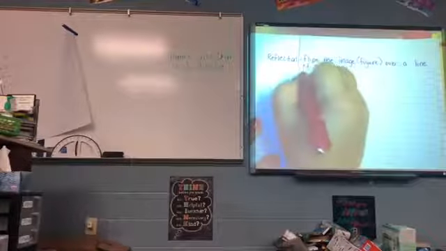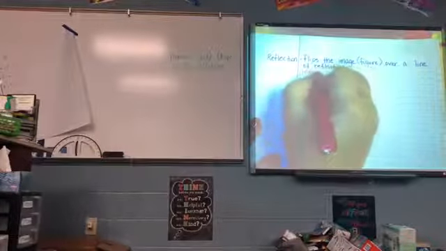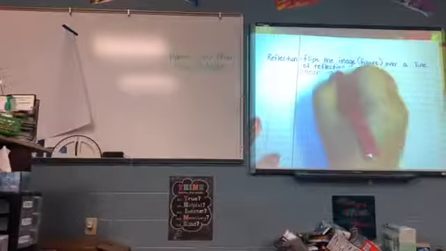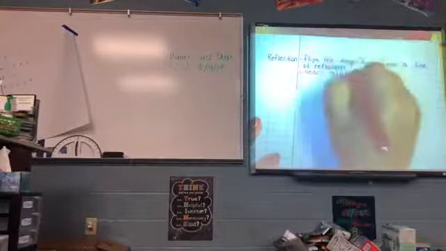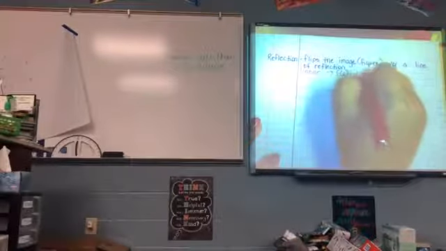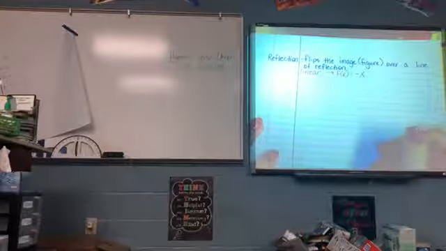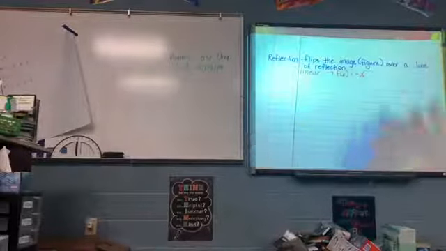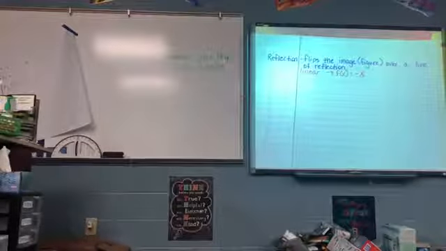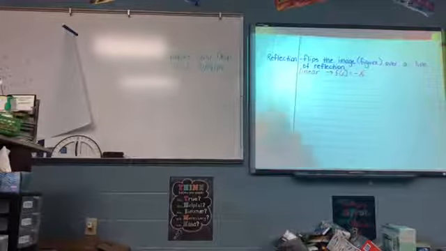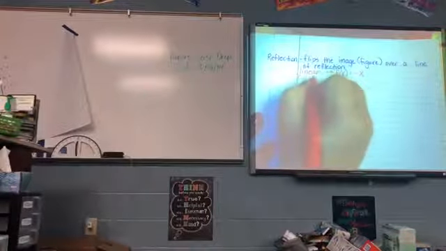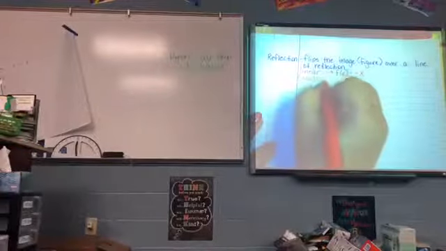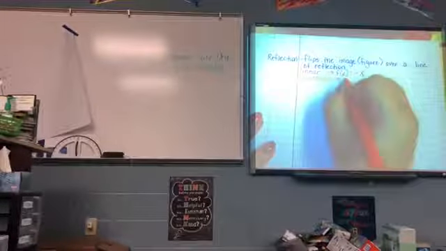So the first one being linear. And the reflection of the parent function is negative x. That negative in front of the x is going to cause you to reflect. We're going to look at the graphs in just a second. I'm just going to start by putting the equations down.